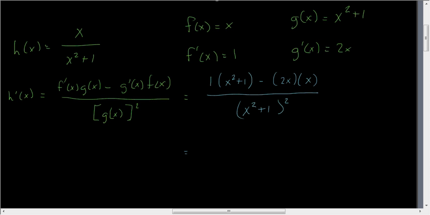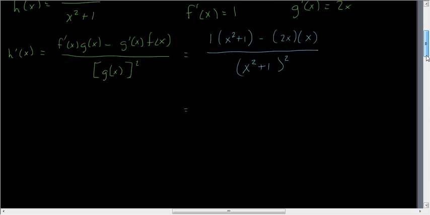Okay. Now, most people would probably take a look at this bottom and immediately expand it into x to the fourth plus 2x squared plus 1. Don't do that yet. Wait on this, because right now it's in a semi-simplified form. We might be able to cancel stuff out. So I would hold off ever doing that until it was absolutely necessary.